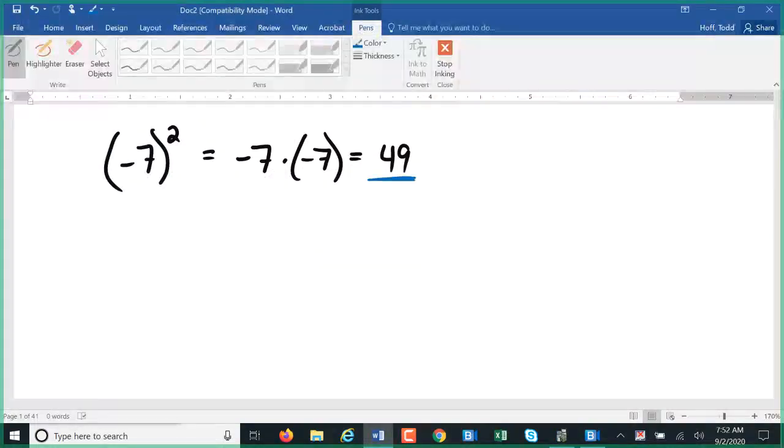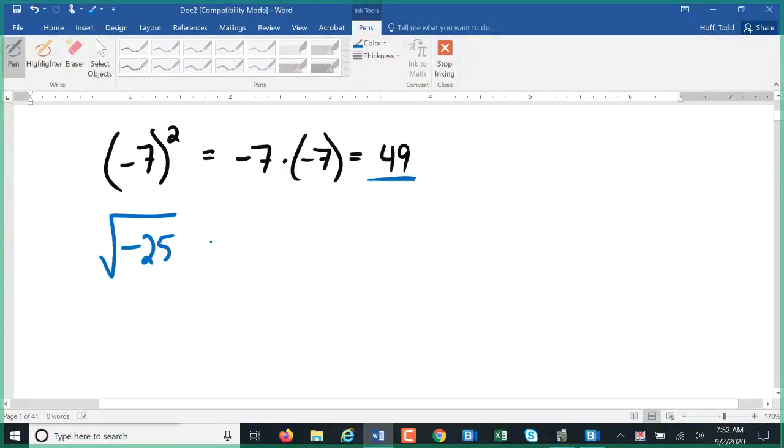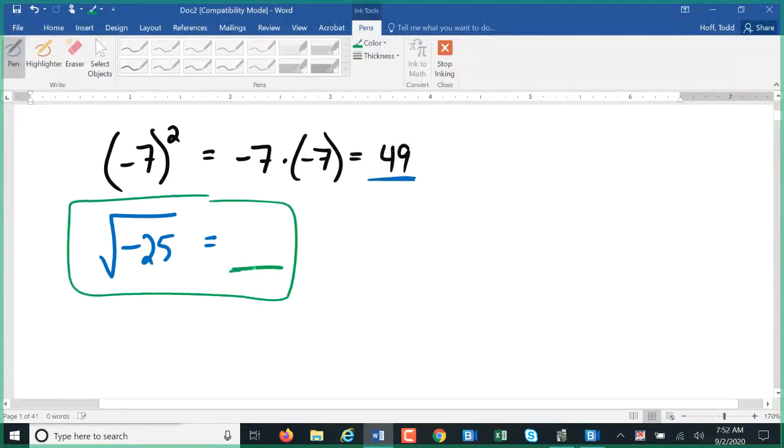Well, because squaring a negative number is always going to be positive, what happens if we try to take the square root of a negative 25? Well, a lot of people want to say, well, that's just negative 5. But be careful. Remember, what this is asking is, what number squared equals a negative 25?